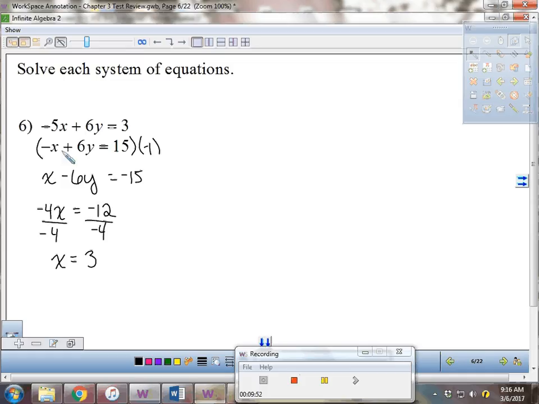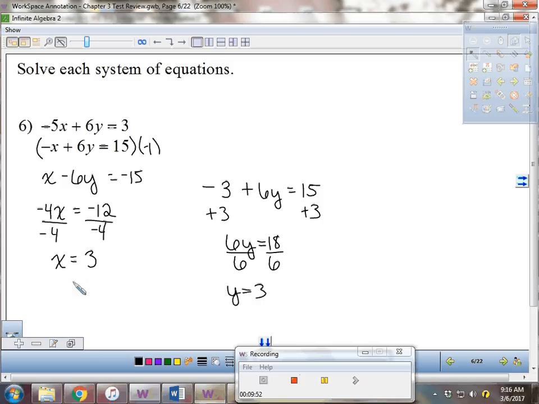Then I go back up and plug in. And it doesn't matter which one you plug into. I'm just going to go with the second one. So I've got negative, plug in the 3, plus 6y equals 15. So I add the 3. I get 6y equals 18. Divide by 6, and y is 3. So that point of intersection, or the solution to my system, is 3, 3.